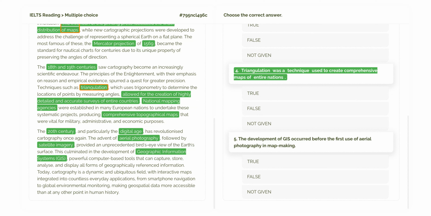The text in the 4th paragraph directly supports the statement, confirming that triangulation was used for creating detailed maps of whole countries. So the answer is true.